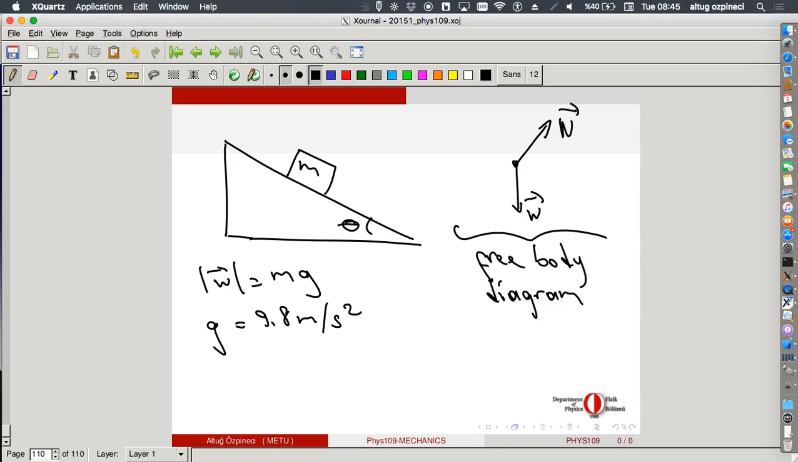By the way, what are the forces acting on this inclined plane? Weight, normal, and friction. Weight of what? Weight of the object. Weight of the mass m. Okay, weight of the mass m does not act on the inclined plane. Weight does not act on the surface.